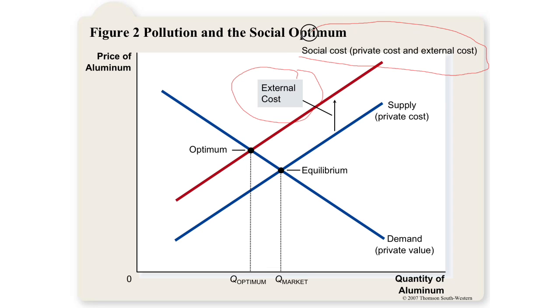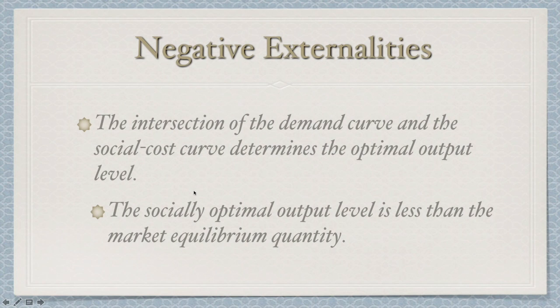Which is both the private cost and the external cost. And this will lead us to our optimal quantity. This is if we were to take into consideration not just the cost of production, but also the external cost of the action. This would be the quantity that we would ideally see produced. The intersection of the demand curve and the social cost curve shows us our optimal quantity.